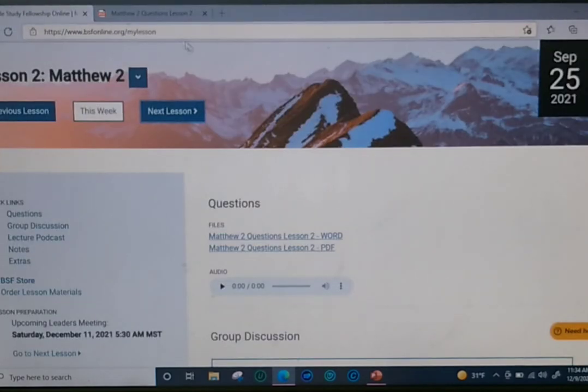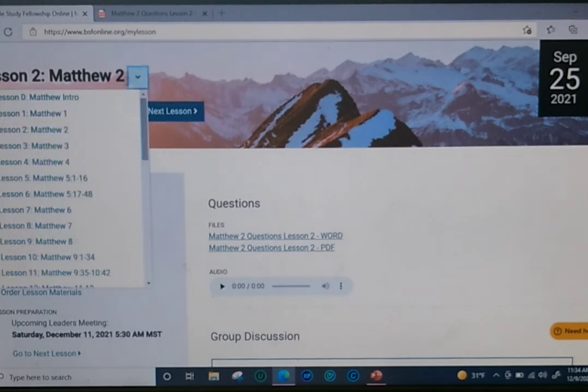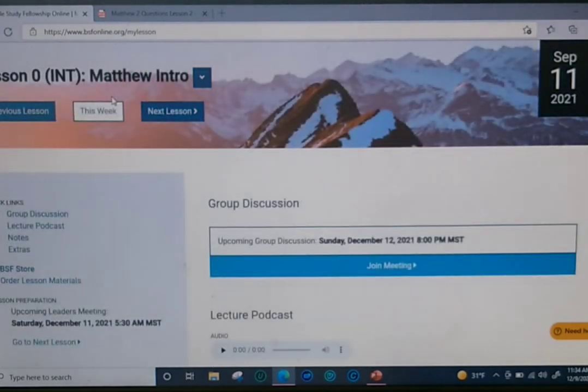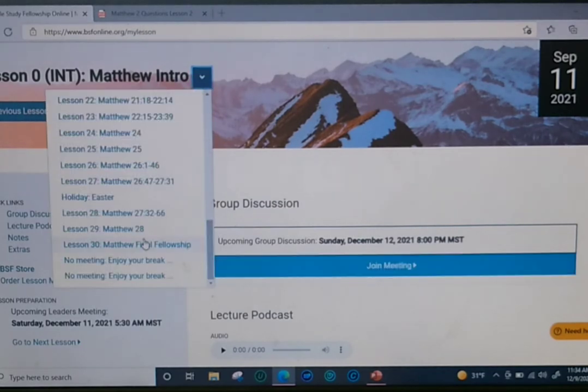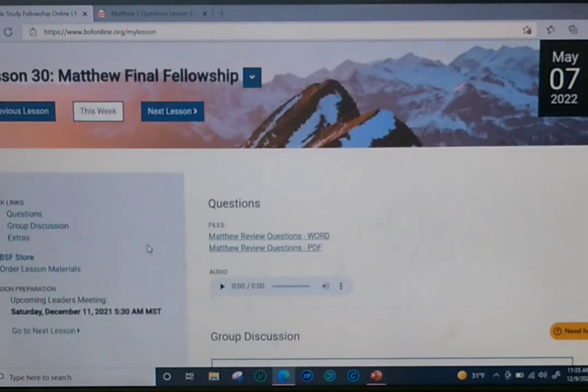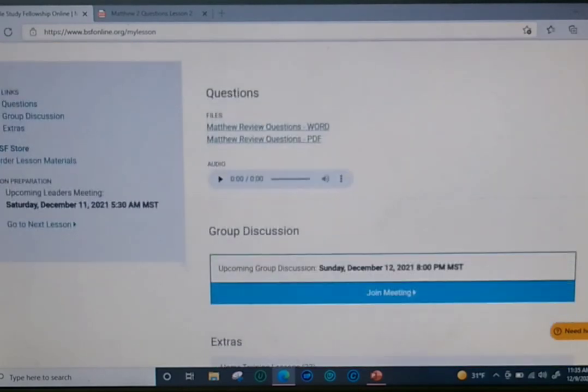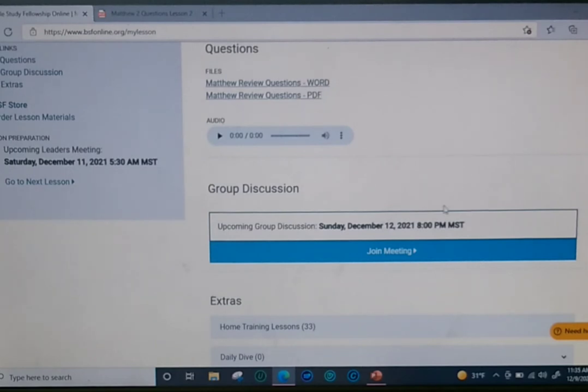There are 2 exceptions to the fourfold approach. The intro lesson, or lesson 0, skips the discussion questions and starts with group discussion. The last lesson, which is labeled Final Fellowship, does not have a lecture podcast or notes.